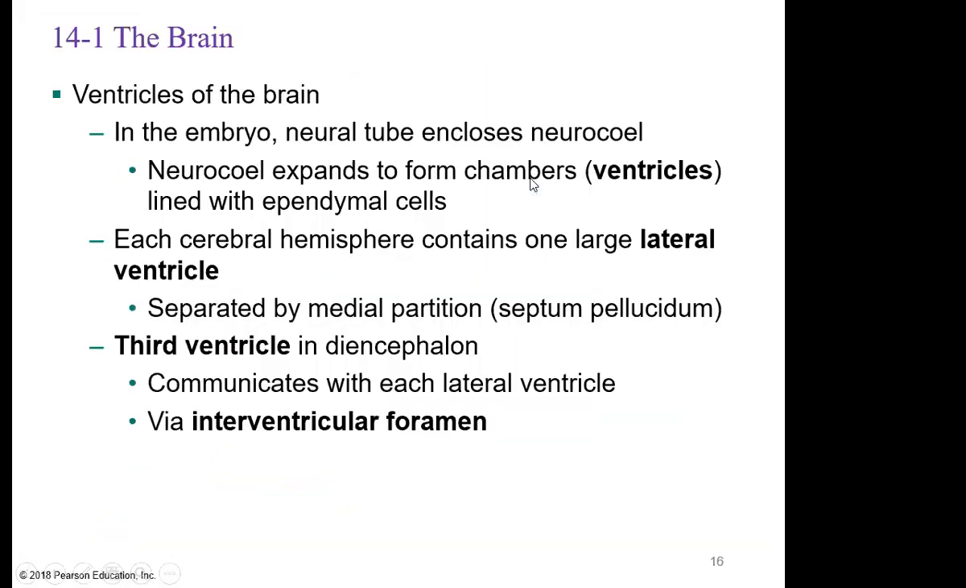Okay. Now, since we're talking about cerebrospinal fluid, we have to talk about where this comes from. This is going to come from the ventricles of the brain. So in the embryo, the neural tube encloses what's called the neurocoel. That will expand to form chambers, which become our ventricles, and these will be lined with ependymal cells.